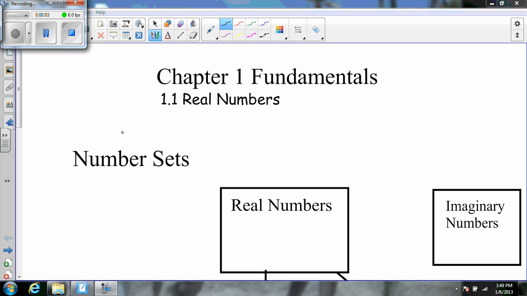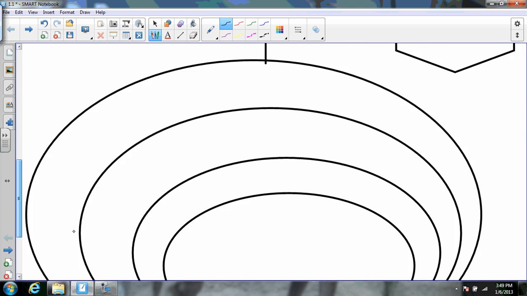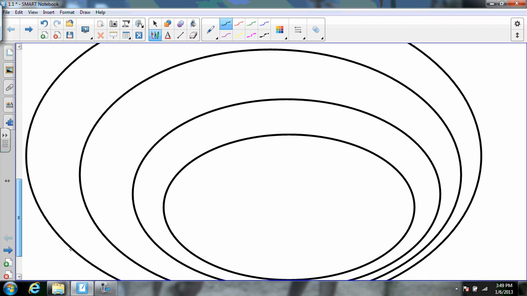1 Fundamentals, 1.1 Real Numbers. So we're going to start out by going over number sets. I have this nice diagram for us.